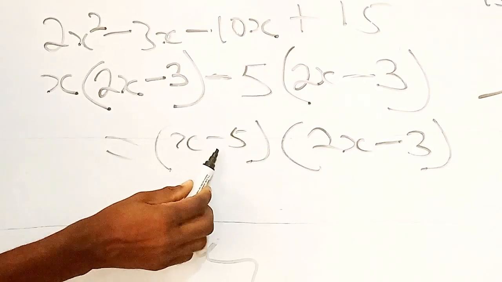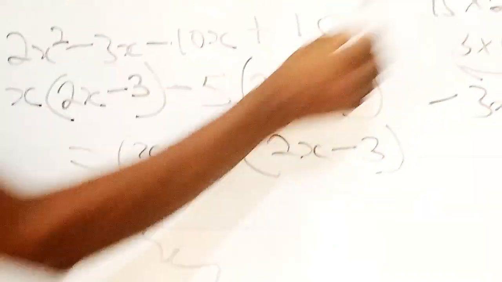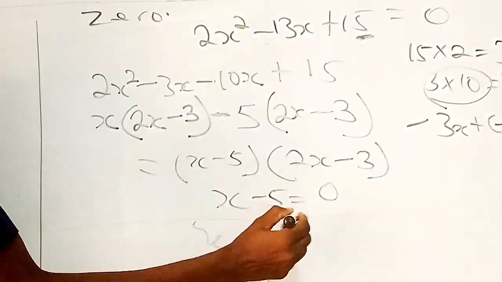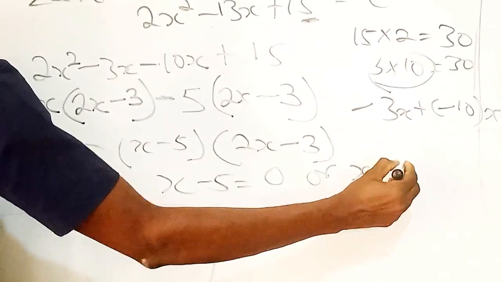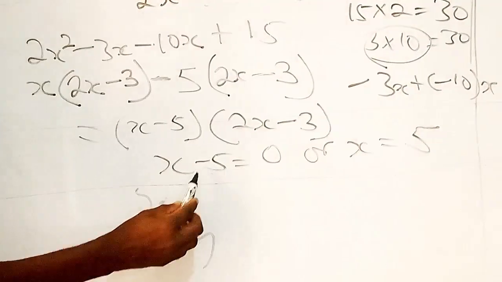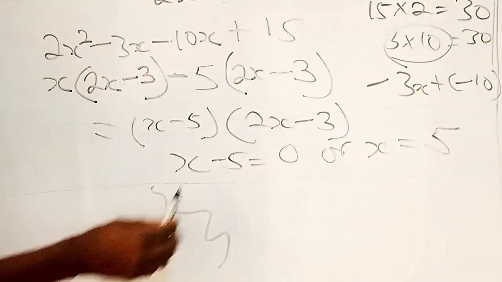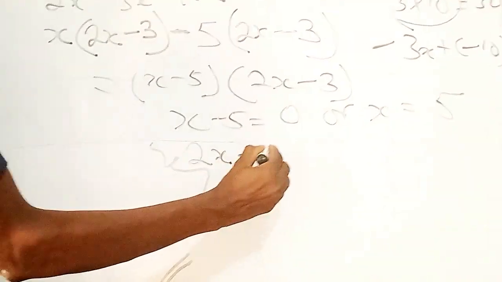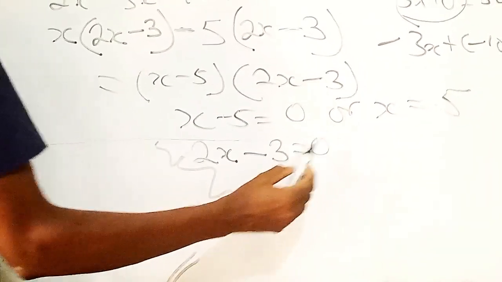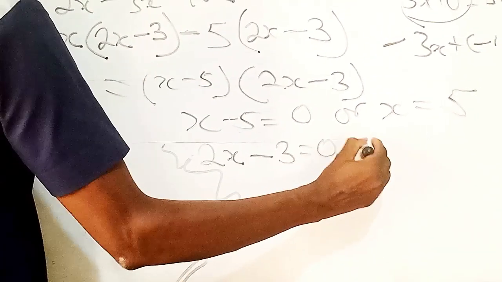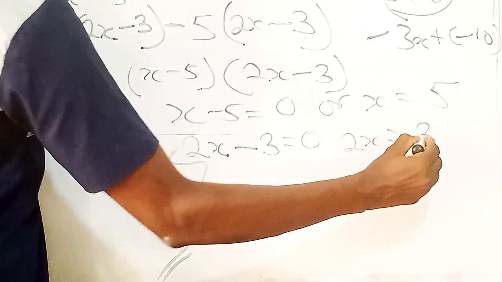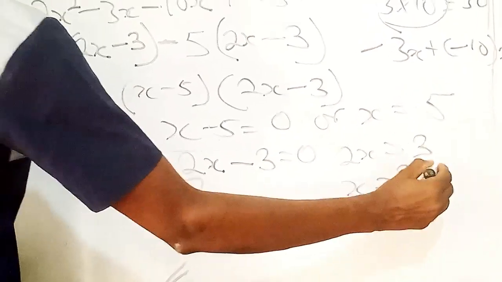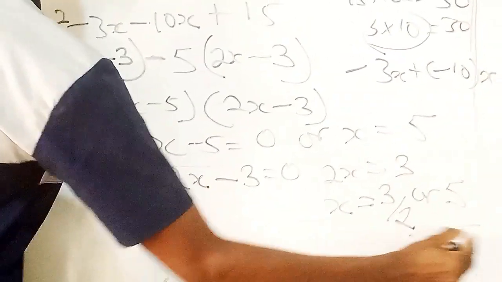Now we take it individually and we equate it to 0. So we have x minus 5 equals 0, or we say x equals 5 when this goes to the other side. The other one, we have 2x minus 3 equals 0. So by the time we come here, we say 2x equals 3, meaning x equals 3 over 2 or 5. Thank you.